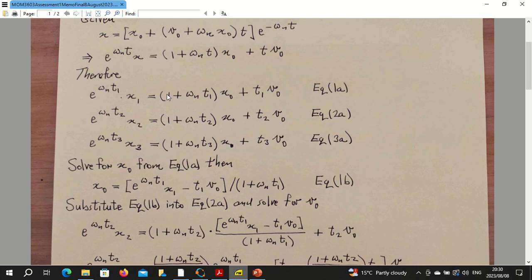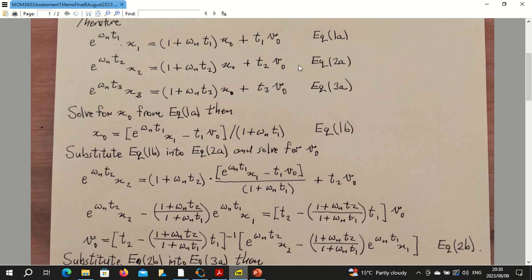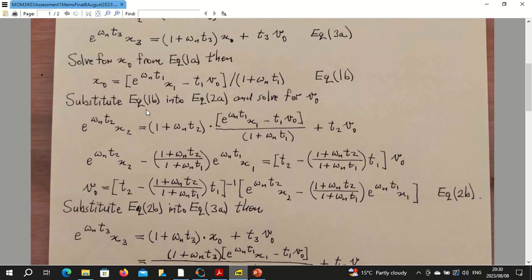From the first equation, solve for x0. Get a formula. Put the formula for x0 into the second equation and then solve for v0. So you have the formula for x0 and you put it into the equation, you get a result for v0.